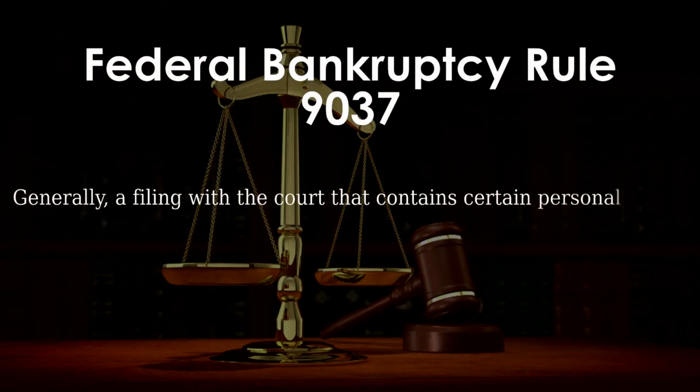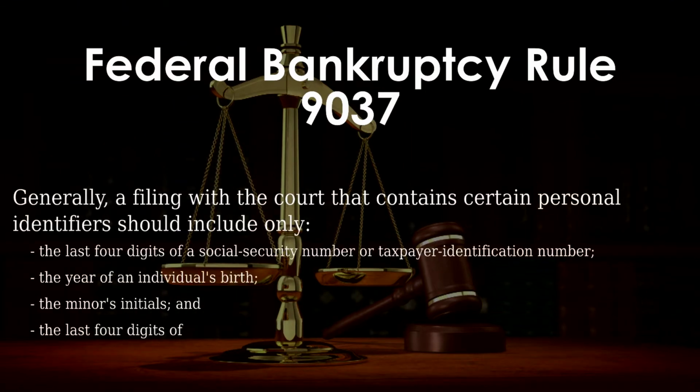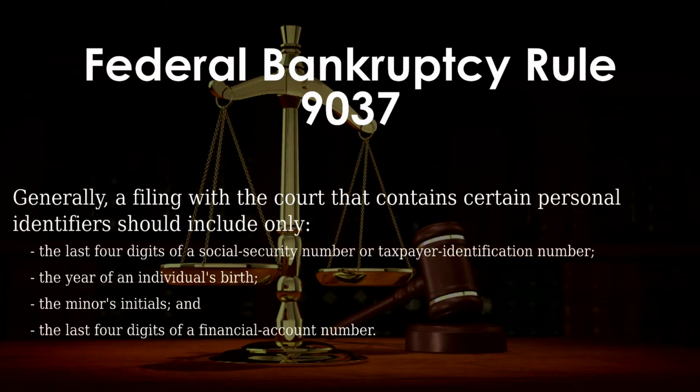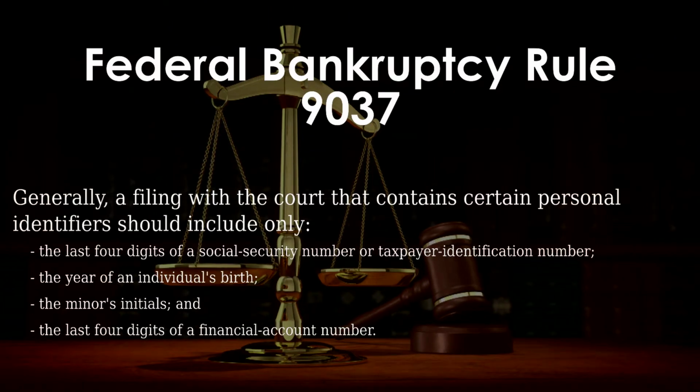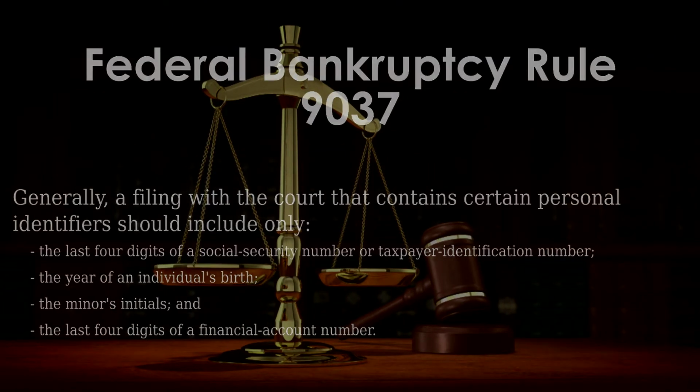Federal Bankruptcy Rule 9037. Generally, a filing with the court that contains certain personal identifiers should include only the last four digits of a Social Security number or taxpayer identification number, the year of an individual's birth, the minor's initials, and the last four digits of a financial account number.